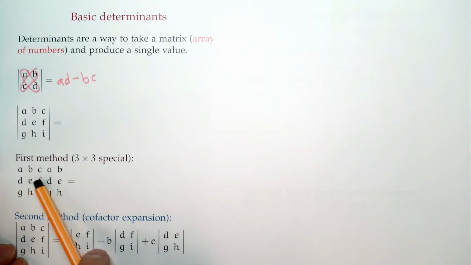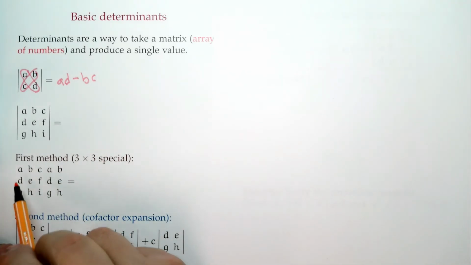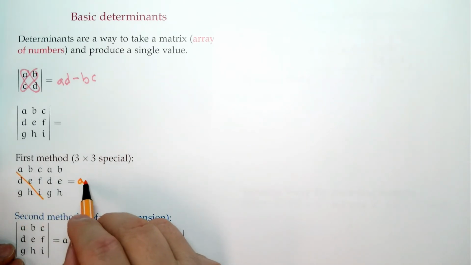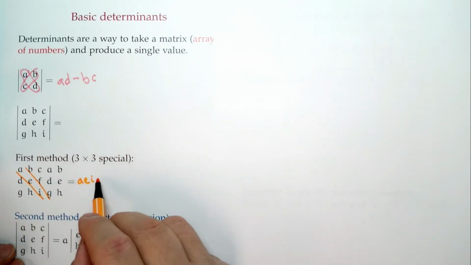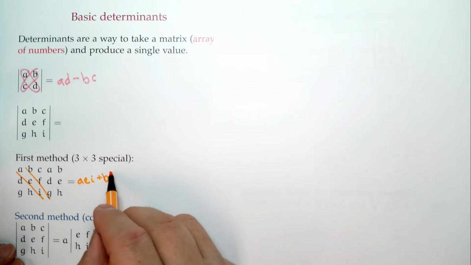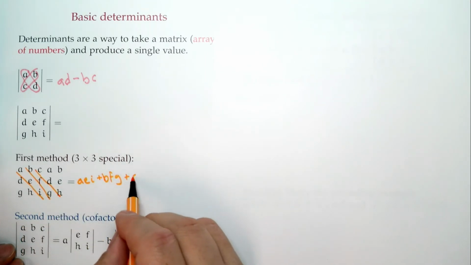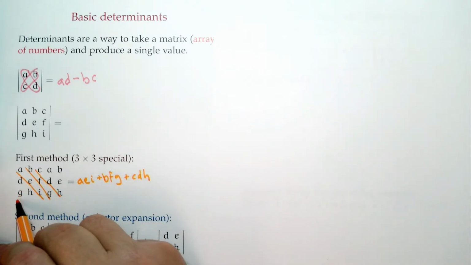A, B, C, D, E, F, G, H, I, and then copy the first two columns again: A, D, G, and B, E, H. What you're going to do is multiply on the diagonals. We get A, E, I, that's the first diagonal. Then we go across: B, F, G, and C, D, H. But now we're going to go the other direction.